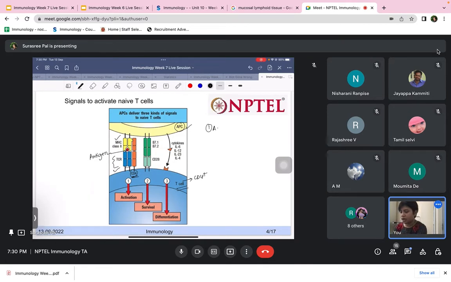So the first step, which is the activation, is nothing but the interaction of TCR with self-MHC foreign peptide complex.